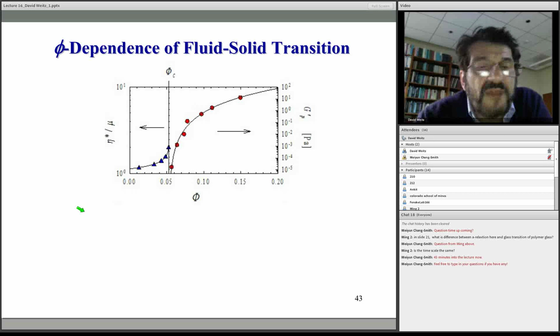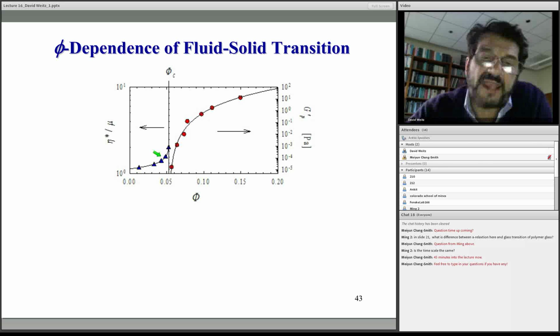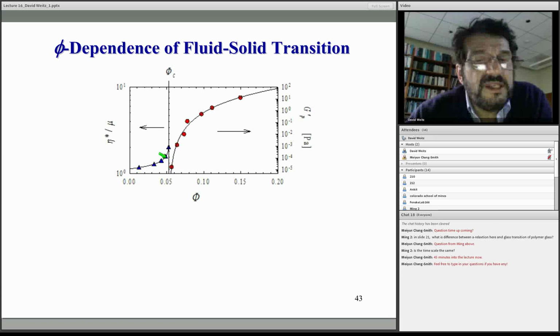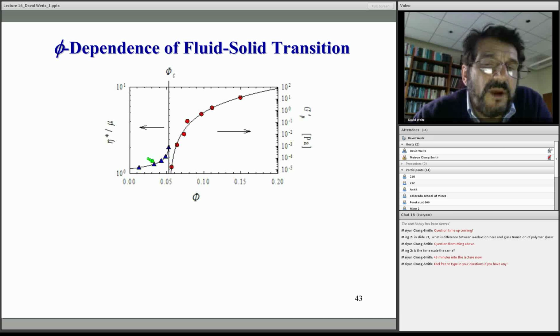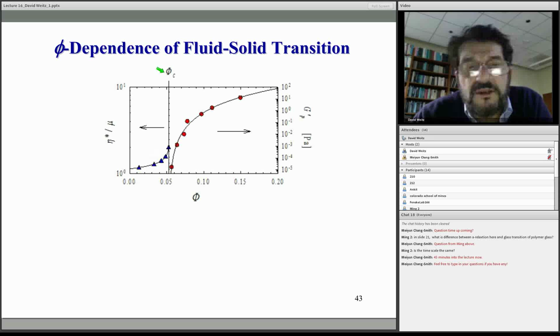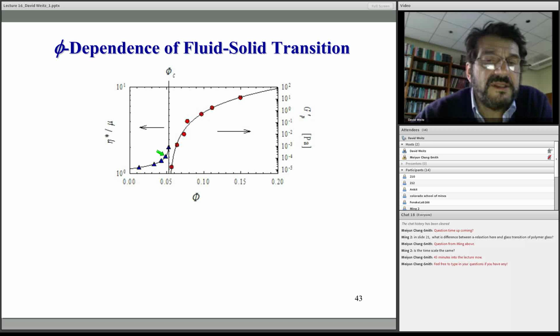So I can plot the zero frequency value of the elastic modulus as a function of volume fraction, and similarly I can plot the characteristic viscosity, say at some frequency, as a function of volume fraction, and I get this behavior where at some characteristic value of volume fraction I see a divergence of the elastic contribution, of the viscous contribution.